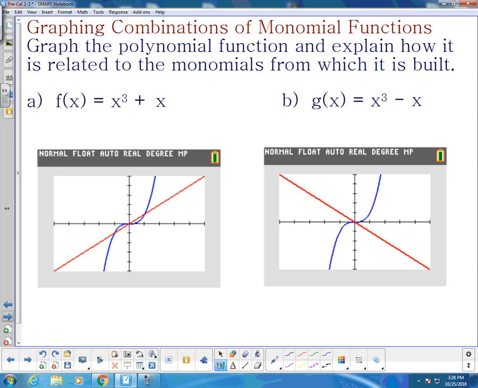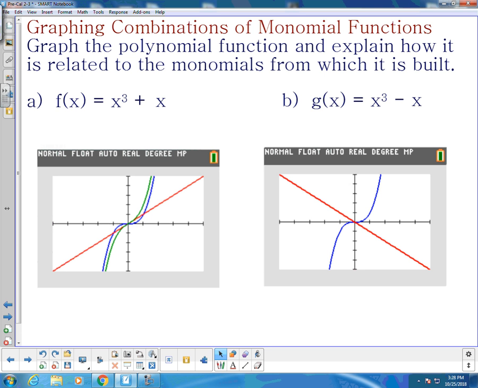Now, combining monomial functions. So when you start adding the two functions together, we have an x cubed, which is the blue graph, and an x, which is the red graph. That red graph is going to pull the cubic, and so it looks like the green graph. It changes the shape a bit. It pulls that inflection point, so it's a little straighter.